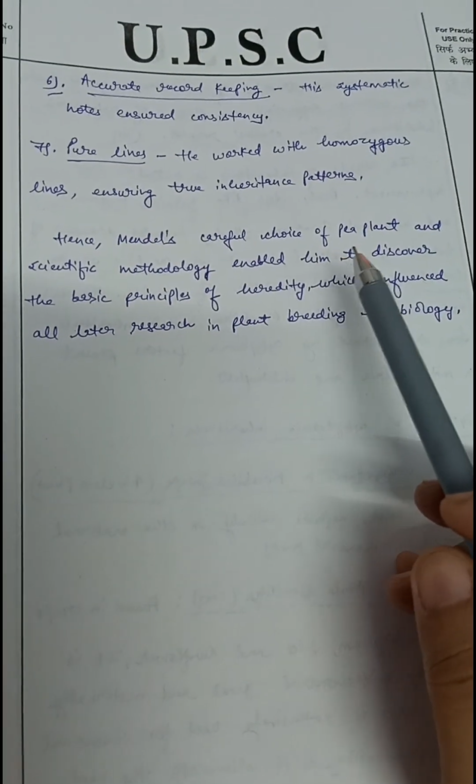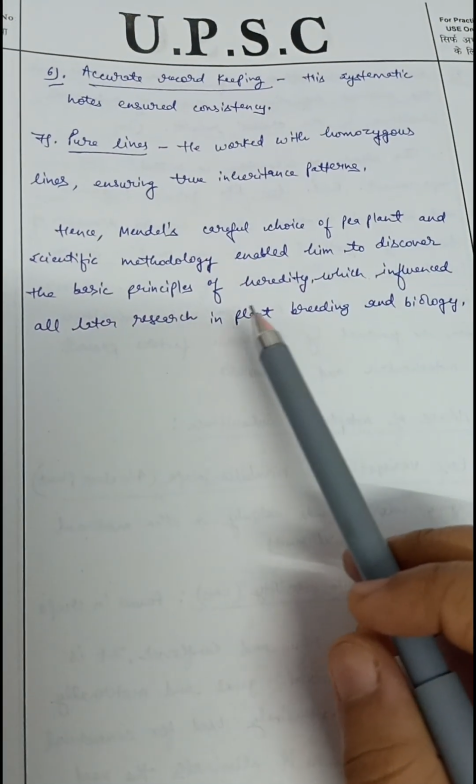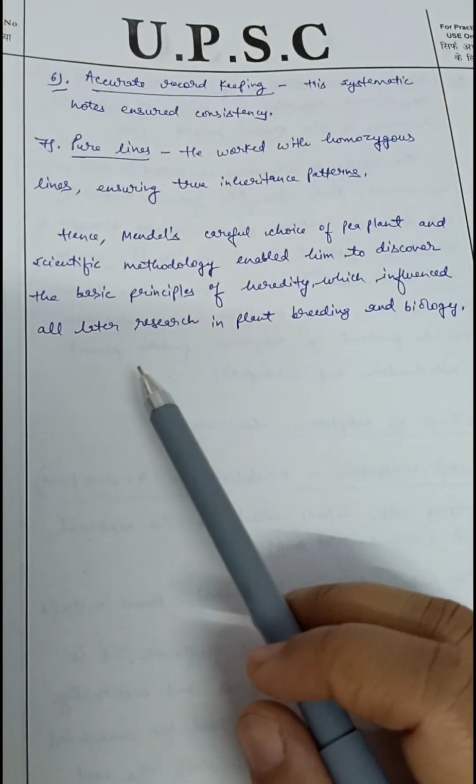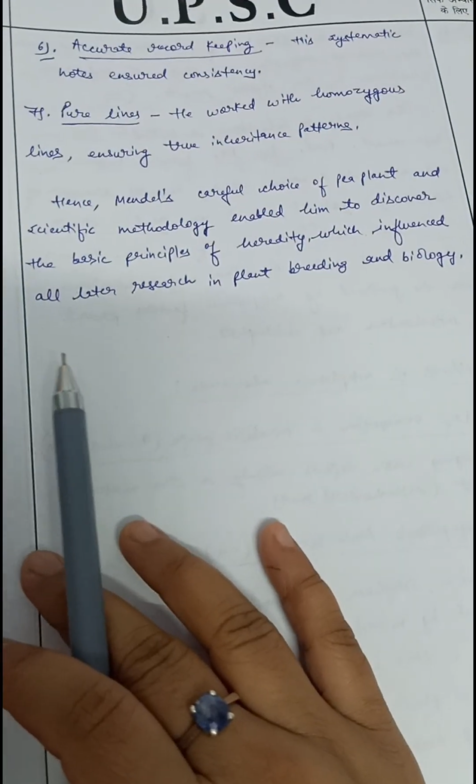Hence, Mendel's careful choice of the pea plant and scientific methodology enabled him to discover the basic principles of heredity, which influenced all later research in plant breeding and biology. So in this way, you can attempt this question.